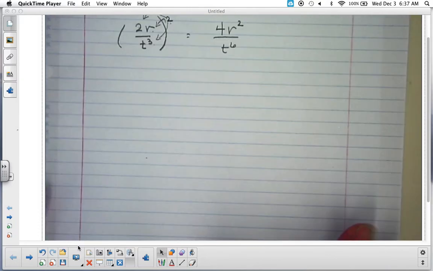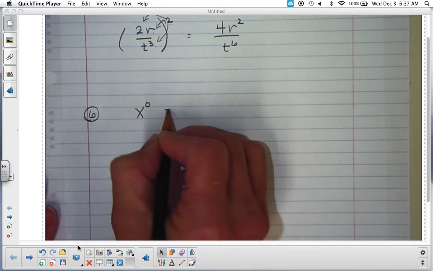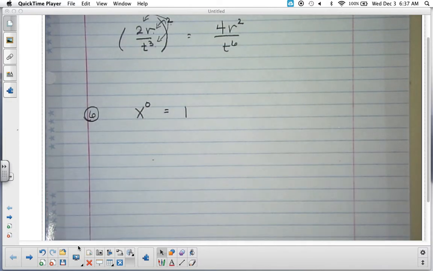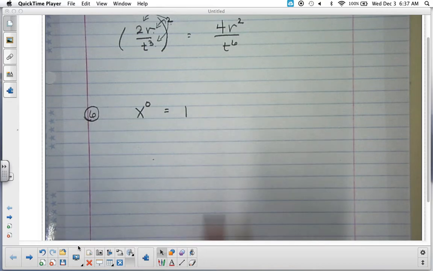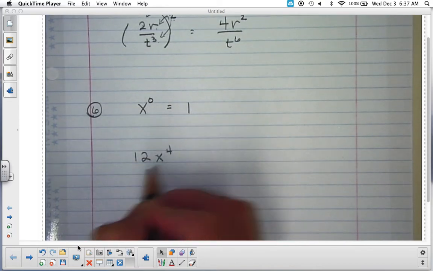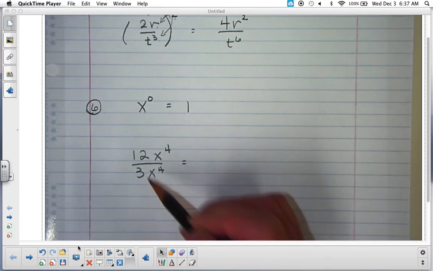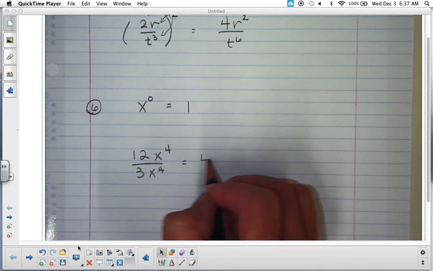Okay, rule number 6. Anything raised to the 0 power is 1. You may or may not have heard that before. A lot of times students want to say anything to the 0 is 0, but actually anything to the 0 is 1. So if you have something like 12x to the fourth divided by 3x to the fourth, and you go back and think about rule number 2, I'm going to divide right here, right? 12 divided by 3 is 4.